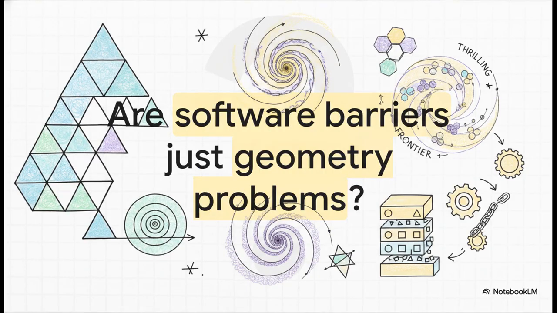Which leaves us with a pretty massive question to ponder. If integrating pure abstract mathematics, like primitive Pythagorean trees and scale-symmetric recurrences, can completely eliminate the physical limits of computer memory, what other fundamental software barriers are we struggling with today that are actually just geometry problems waiting to be solved?